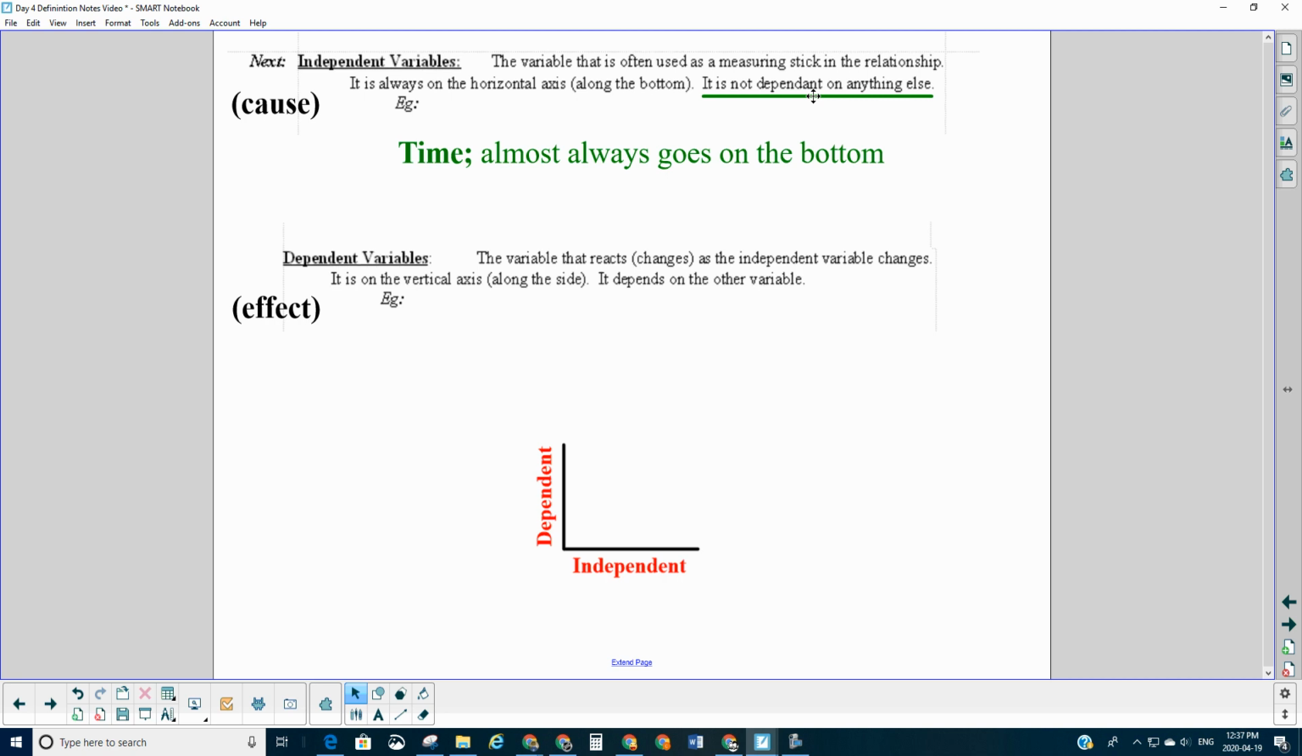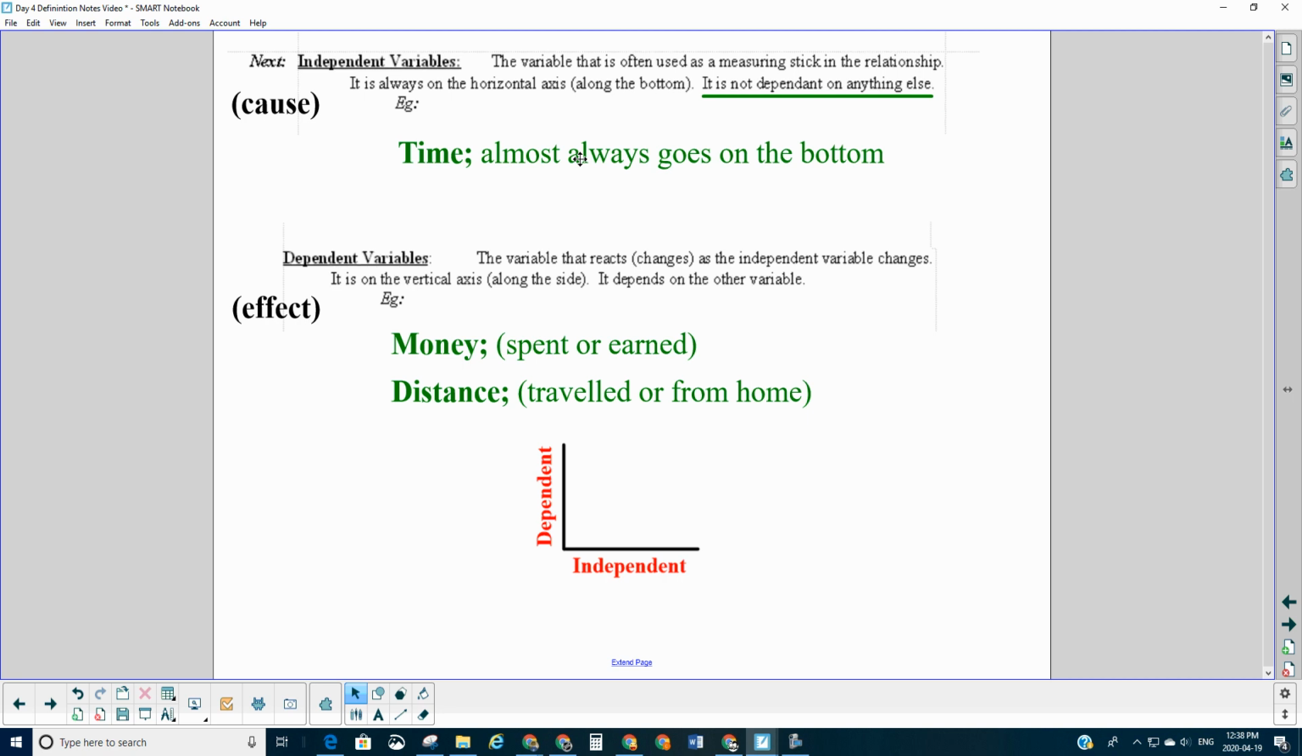Okay, and the amount of money you make depends on how much time you work. Or the height of the tree depends on what time is doing, how much time has gone. So time is almost always an independent variable. And examples of dependent variables are like money or distance. How much money you spend or earned depends on the time. Okay, time's going to keep on ticking.